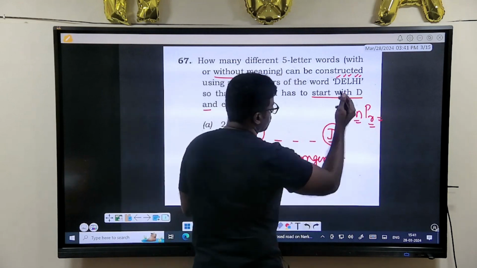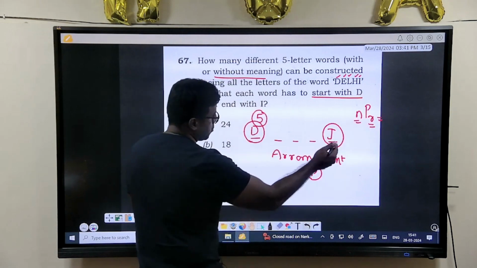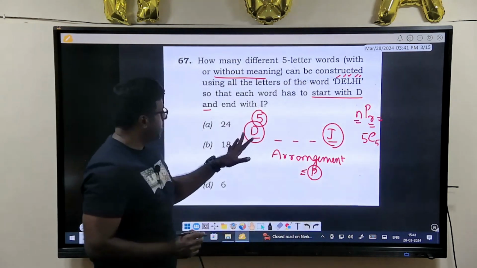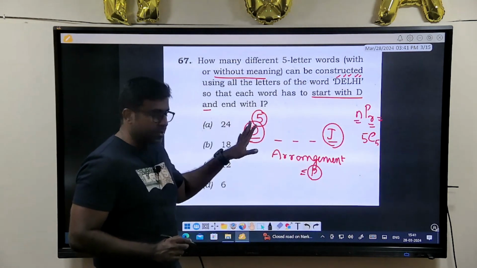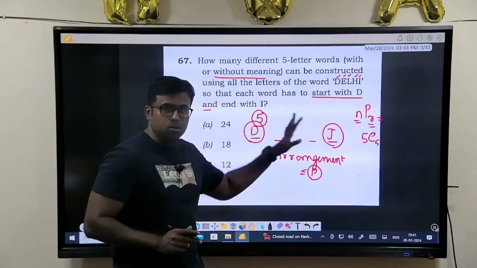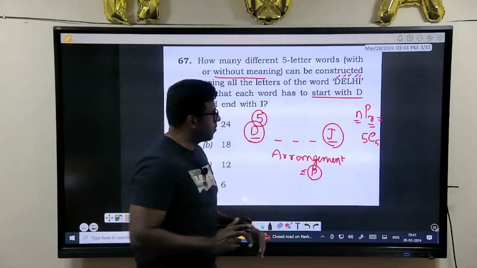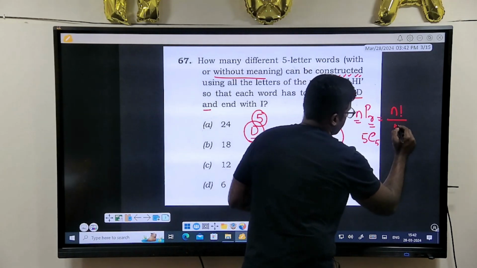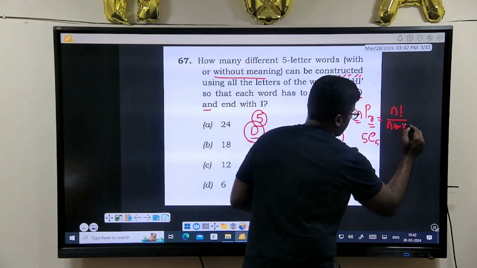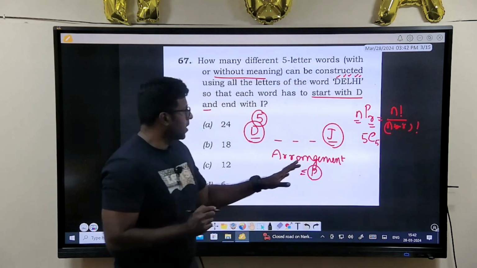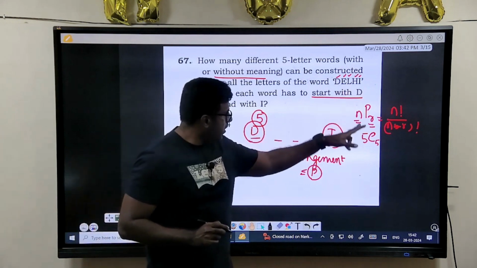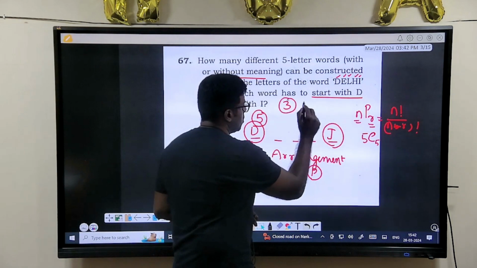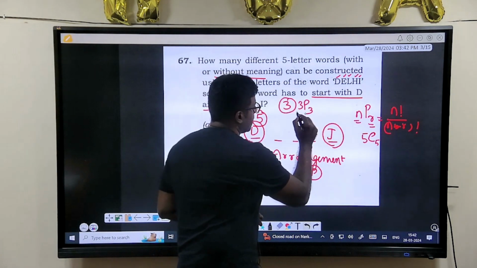For example, here you have 5 letters from which you have to choose 5P5, assuming it is not given with the condition of D and I. The formula is n factorial by n minus r factorial. Now, in these 5 letters, 2 have already gone, so only 3 are left. So 3P3 is the formula.